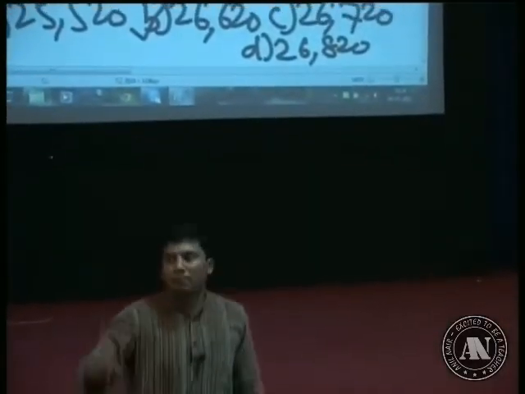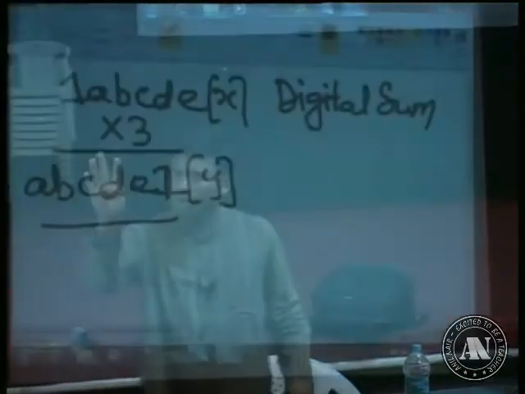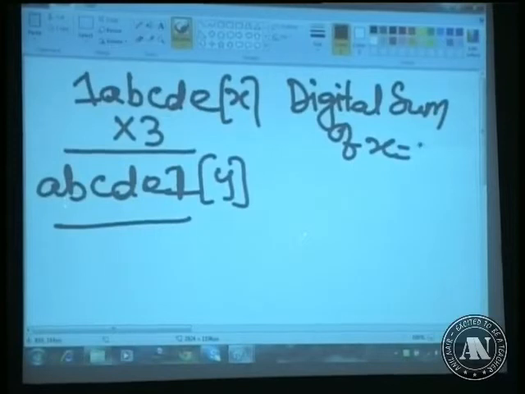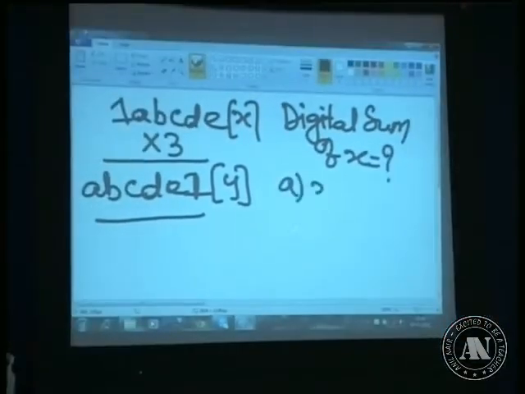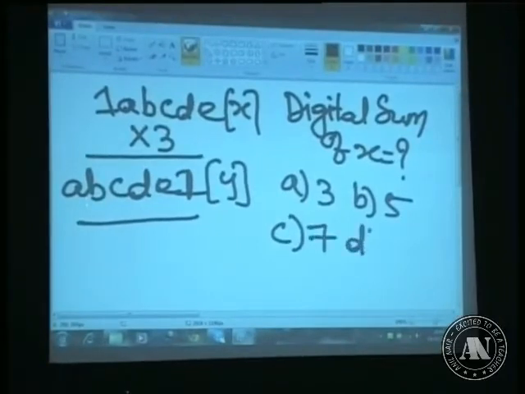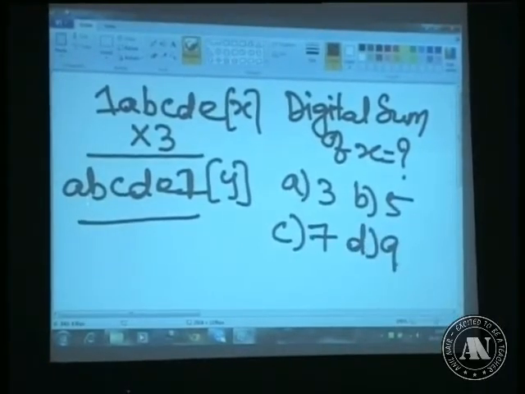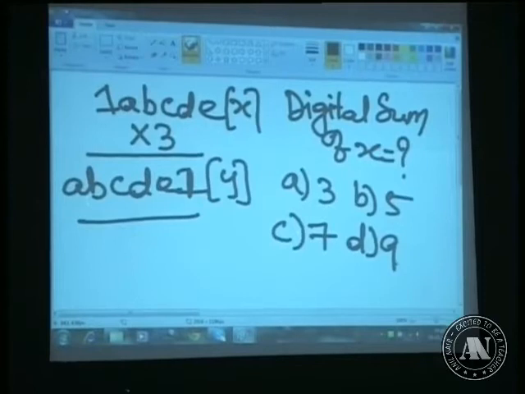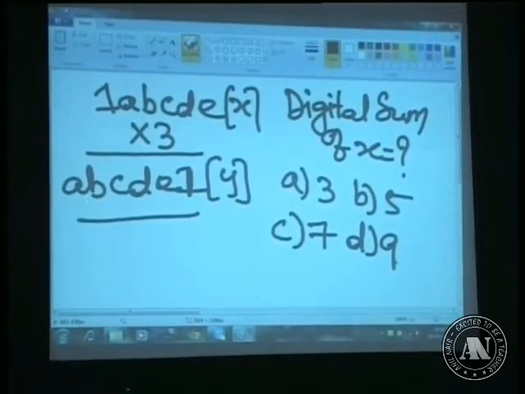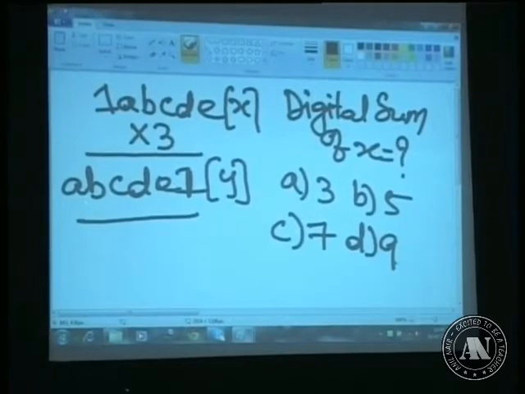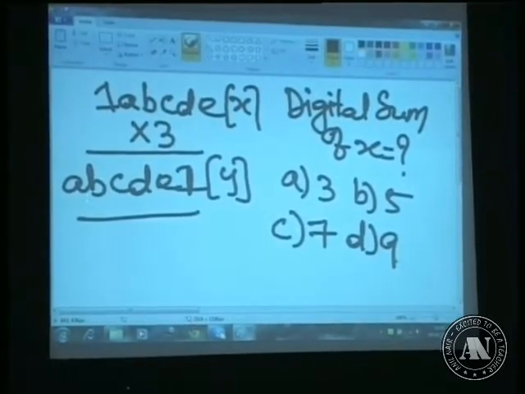Now, if you see, 1.3. I am approximating it to 2. 1.3, what is the digital sum? X. 3, these is 5, these is 7, these is 9. There is a 6-digit number which starts with the leftmost 1. That number is multiplied by 3. I will get another 6-digit number ending with 1. Find the digital sum of X.